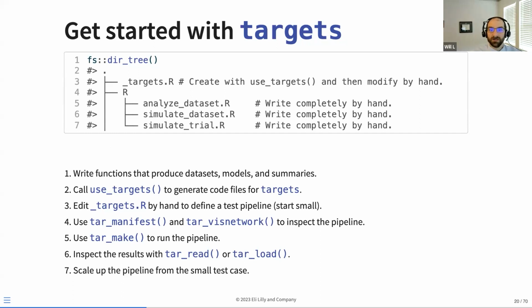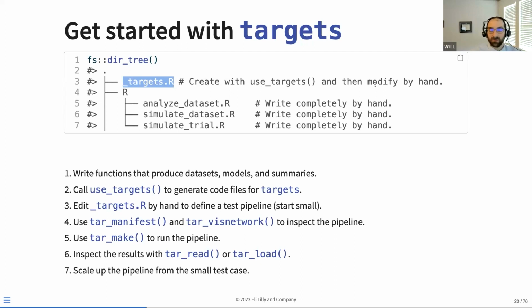So to get started, you'll begin with the simulation code. It's common practice to put your code in a folder called R. This is also common practice whether you're developing a package or a Shiny app. But we'll say that there's some place where your simulation code that you've already written by hand lives. And then on top of that, the difference between that and a targets pipeline is a targets pipeline has a special _targets.R file. And that's created initially by the use_targets function, and then you'll modify that script by hand.